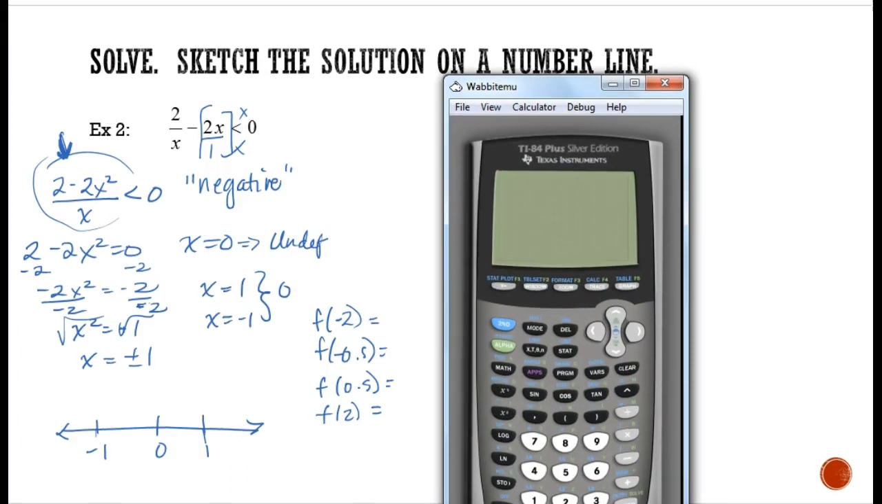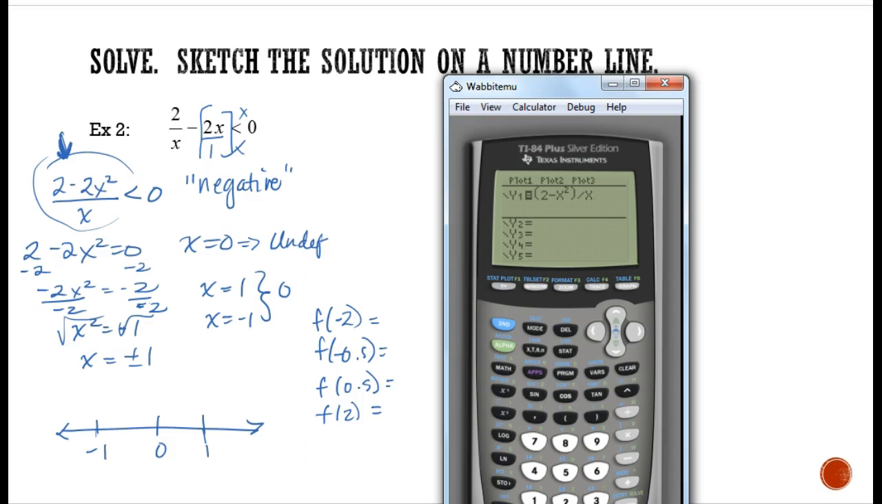In your calculator, go to your y equals screen, and I want you to type in the equation, all right? So everything in the numerator I'm going to put in parentheses. So 2 minus 2x squared divided by x, all right? So there's my equation. It's going to plug in any value I want for x, all right? So I'm going to show you how to get there.